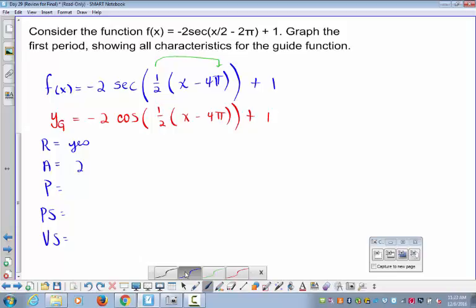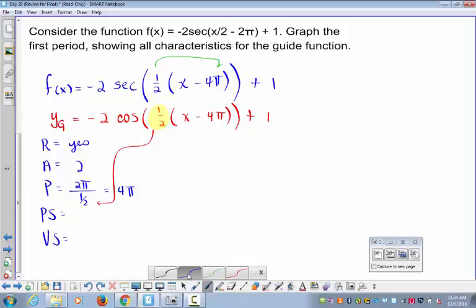So we take 2 pi. The basic period for cosine is 2 pi. We have a period adjuster here, though, so we have a little bit more work. That's our basic period, and we have to divide that by the 1/2. That angle coefficient is our period adjuster right there. That has to be taken into consideration. So that 1/2 is what goes right below here. That tells us that our period will actually be 4 pi for the function f and for the guide.